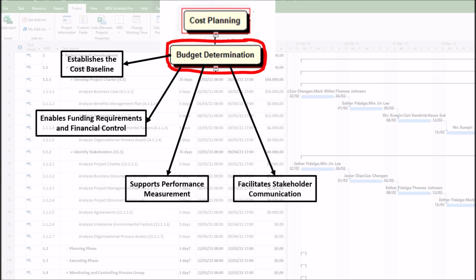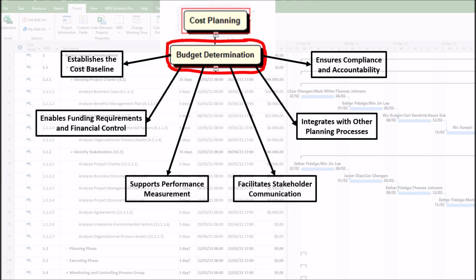4. Facilitates stakeholder communication. A well-defined budget ensures transparency with stakeholders, such as sponsors, clients, and team members, regarding financial expectations. It helps in securing approvals and maintaining trust. 5. Integrates with other planning processes. The budget is derived from cost estimates and aligns with the project schedule. It also feeds into risk management, such as contingency reserves, and procurement planning.